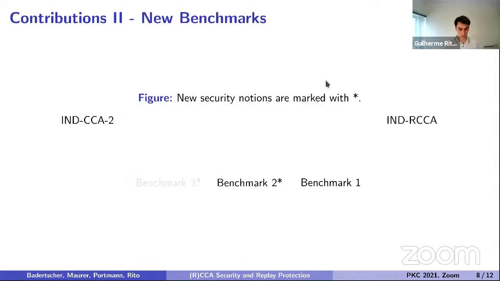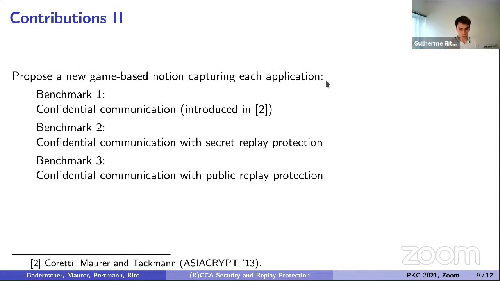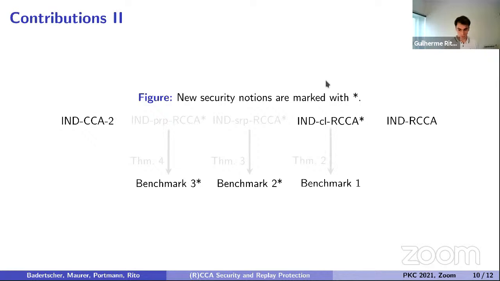So we consider these three applications or benchmarks, and for each one of them, we propose a game-based security notion capturing the intended application. So for the first benchmark, we introduce in CIAL RCCA security. For the second, we introduce in SRP RCCA security, and for the third, we introduce in PRP RCCA security. So we show that these notions capture the intended benchmark. So CIAL RCCA captures benchmark 1, SRP RCCA captures benchmark 2, and PRP RCCA security captures benchmark 3.